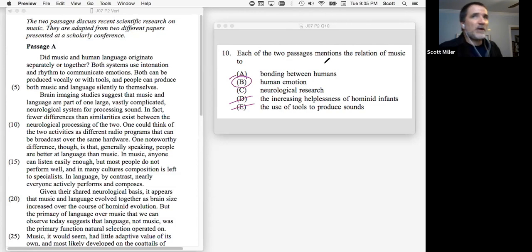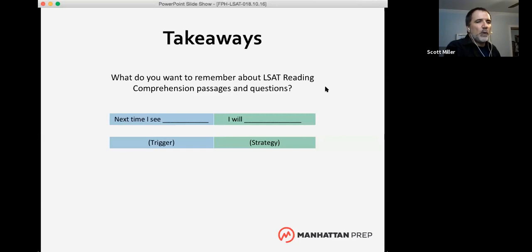So these are some of the fundamentals of reading comprehension. And I'm going to go ahead and stop here. But I hope you take away a few different things from this. I'm just going to leave this as an open-ended question for you to answer yourself: what do you want to remember about LSAT reading comprehension passages and questions? If you want to get the most out of this session, take some time right now to write a few notes. Was there anything in here that you're not doing that we talked about? Anything that you're skipping over? Anything that you're rushing through?